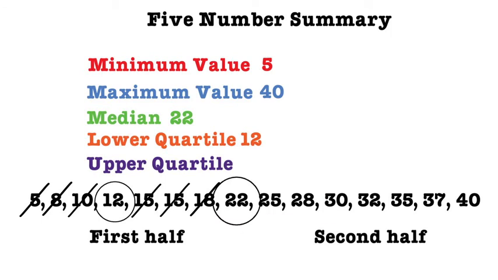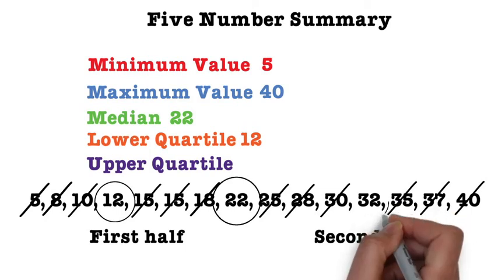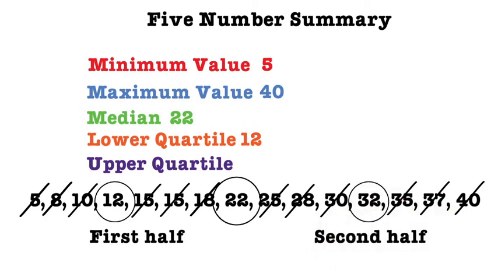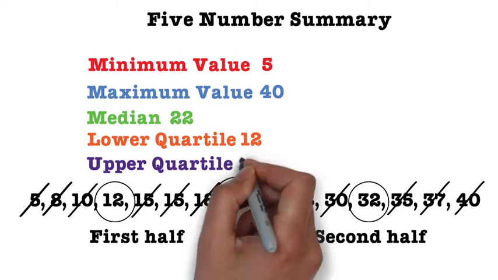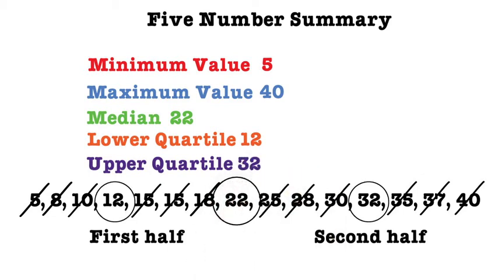We would need to repeat the same process for the second half of our data, which is made up of the numbers 25 through 40. The median, or the upper quartile of the second half of our data, is 32. Now that we have our 5-number summary, we can begin building our box and whisker plot.